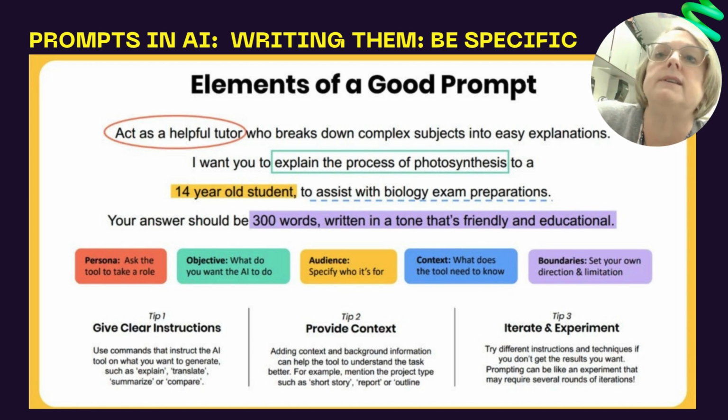And here are some great tips. Give clear instructions. What exactly do you want the tool to generate? Provide context. Add context and background information will help the tool to understand the task better. Iterate and experiment. Try different instructions and techniques. If you don't get the results the first time, try again.